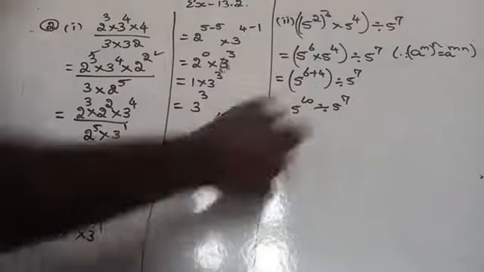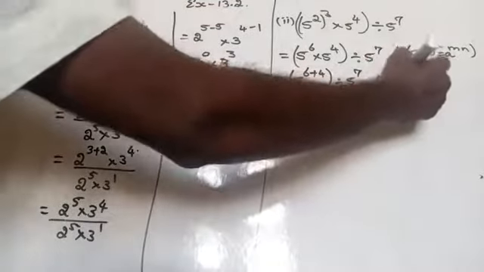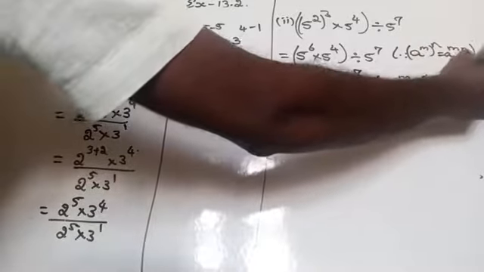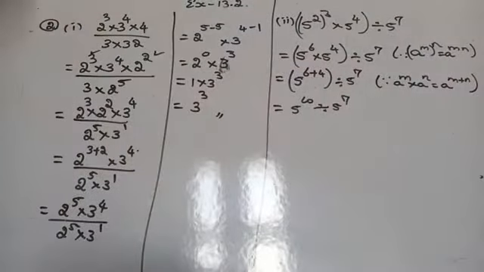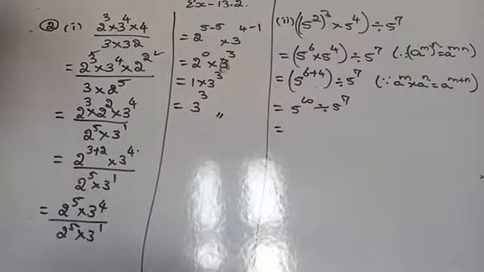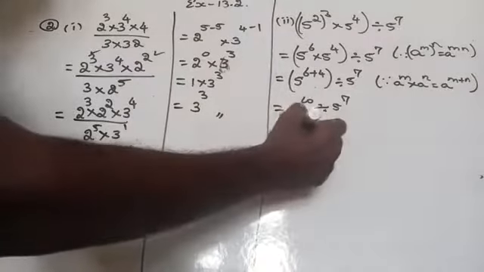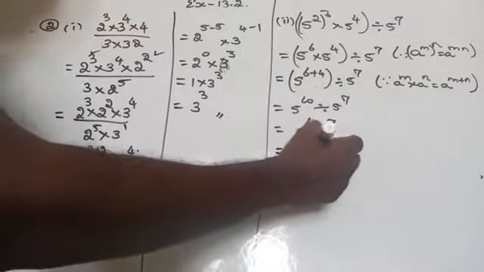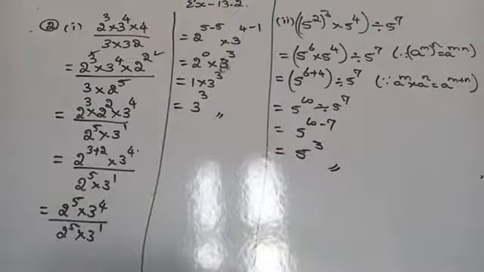Am I right? That means a power m into a power n is a to the power m plus n. Then again 5 power 10 divided by 5 power 7. It is in the form of a power m divided by a power n, so you can write a to the power m minus n. That means 5 to the power 10 minus 7, which is equal to 5 to the power 3. Are you getting it, children? Yes. Shall we move to the next part? Yeah.